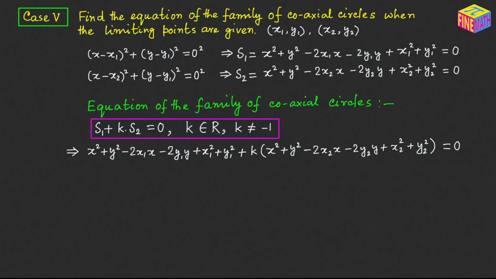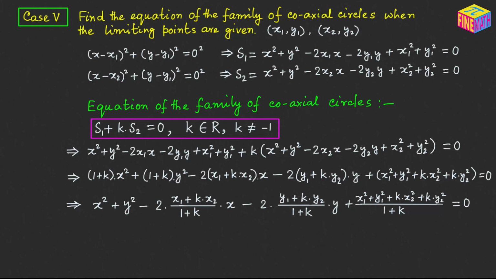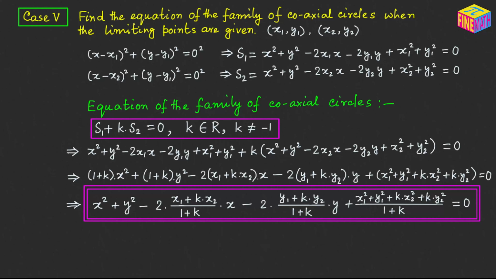Our equation would look like this, and then I am going to remove the parentheses and reorganize the terms. Our equation would look like this, and then I am going to divide both sides of this equation by 1 plus k, so that the coefficients of the x squared term and the y squared term become 1, and our equation could look like this. So this is the general equation of the family of coaxial circles when we are provided with the two limiting points belonging to that family.